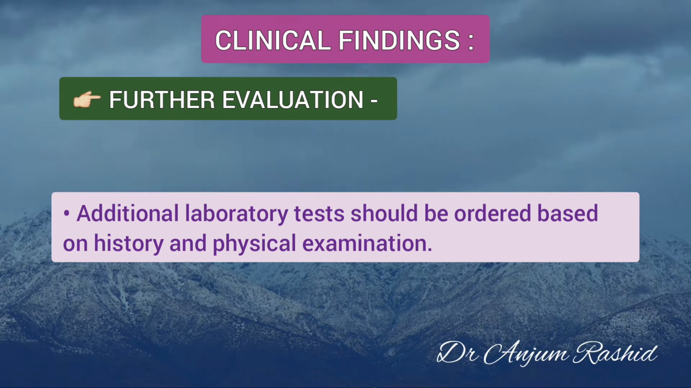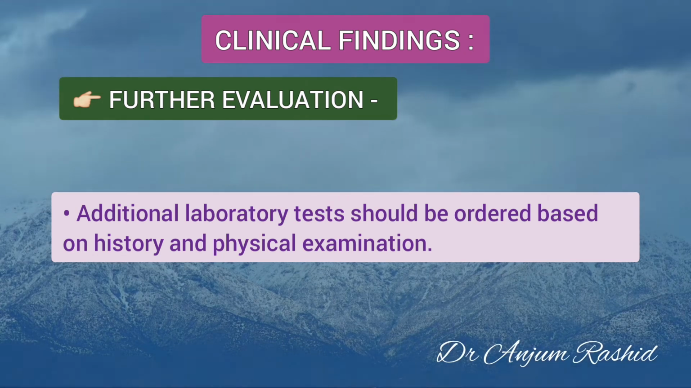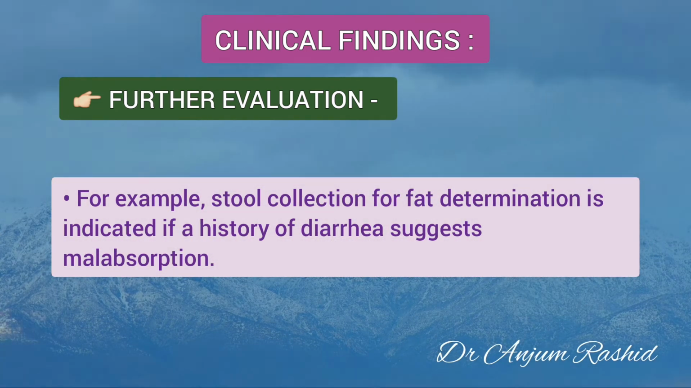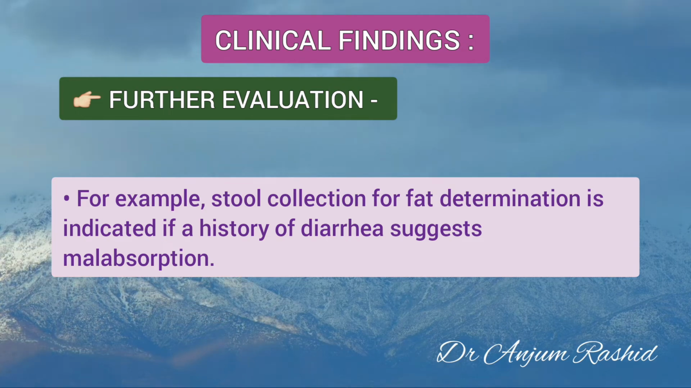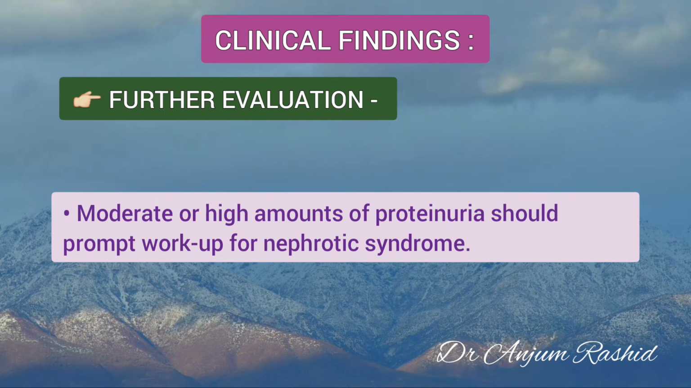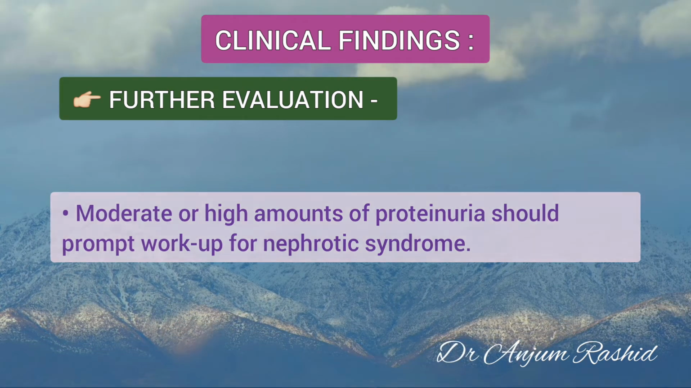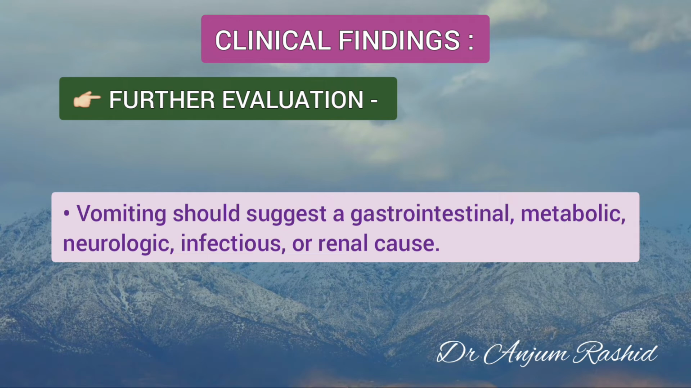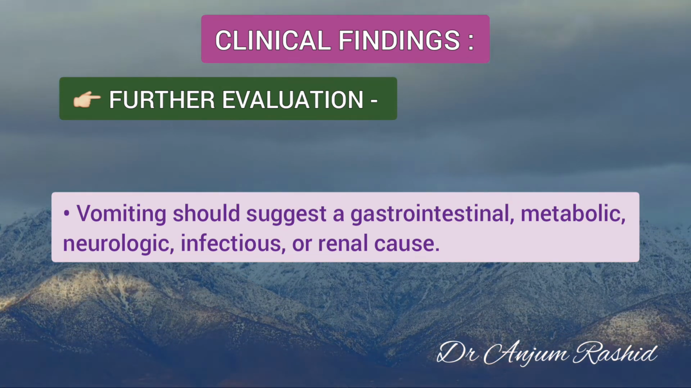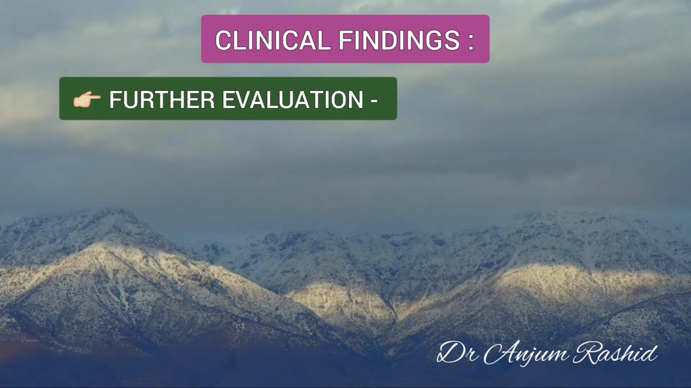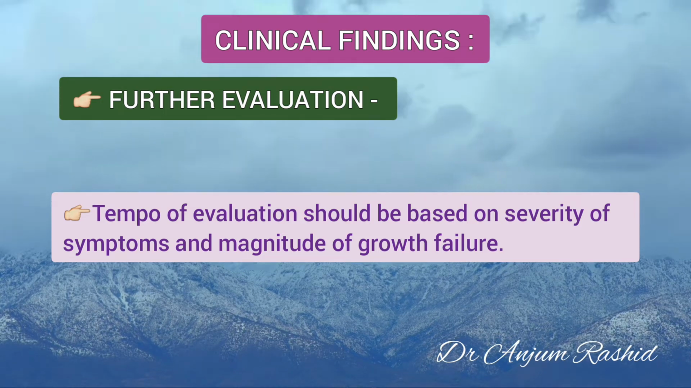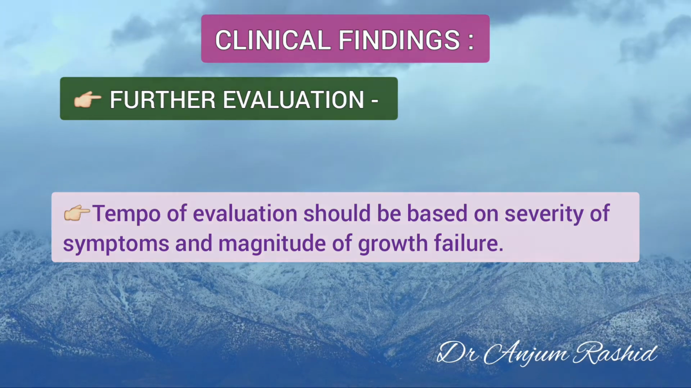Now, additional laboratory tests should be ordered based on the history and physical examination. For example, stool collection for fat determination is indicated if a history of diarrhea suggests malabsorption. And moderate or high amounts of proteinuria should prompt workup for the nephrotic syndrome. Next, vomiting should suggest a gastrointestinal, metabolic, neurological, infectious, or renal cause. Now, the tempo of this evaluation should be based on the severity of symptoms and the magnitude of growth failure.